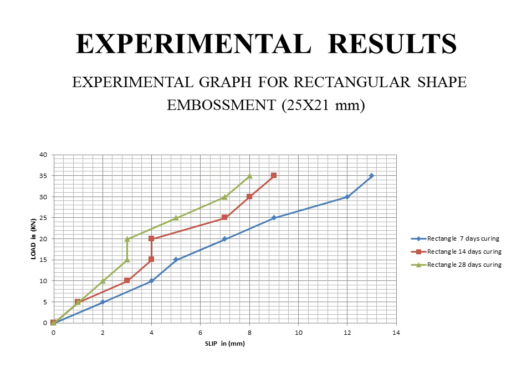This is the experimental result from rectangular shapes of embossment. The maximum slip occurred is around 13 mm for 7 days of curing. As far as 28 days of curing is concerned, the maximum slip was 8 mm, that has occurred at 35 kN. The load will resist up to 35 kN. After that, there will be a reduction in load.